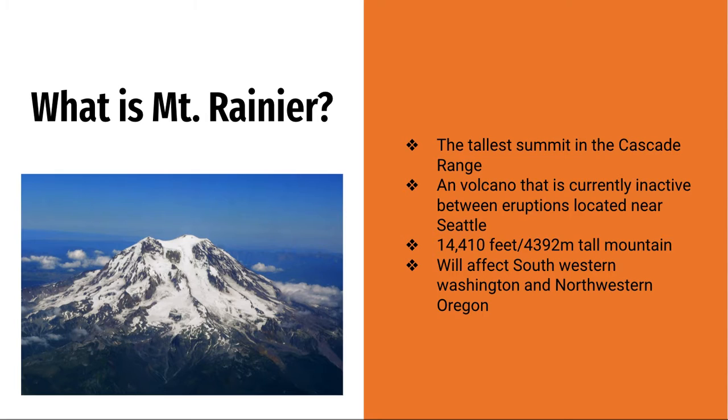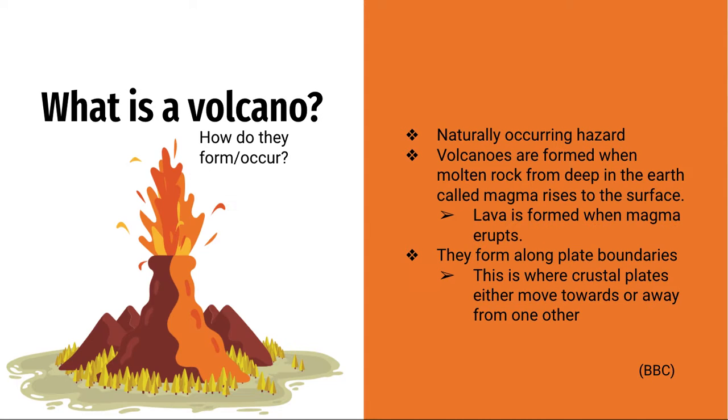On top of that, if it erupts, it will also affect the Columbia River, and as a result, it will also impact up to some 500,000 residents of southwestern Washington and northwestern Oregon. It is rated as one of the world's most hazardous ongoing volcanoes, which has a possibility of erupting and producing debris without an eruption. So, what is a volcano and how do they form or occur?